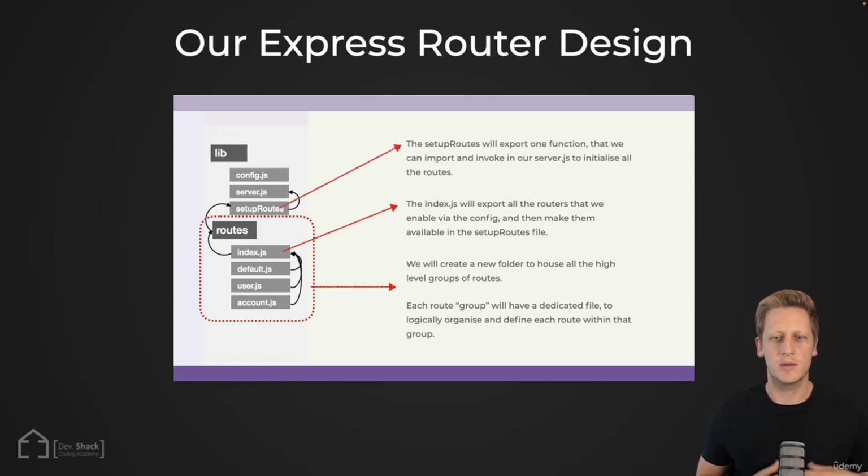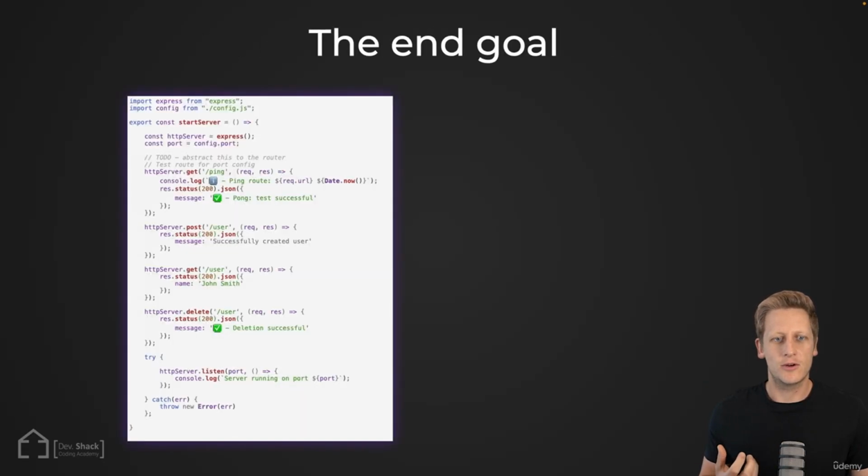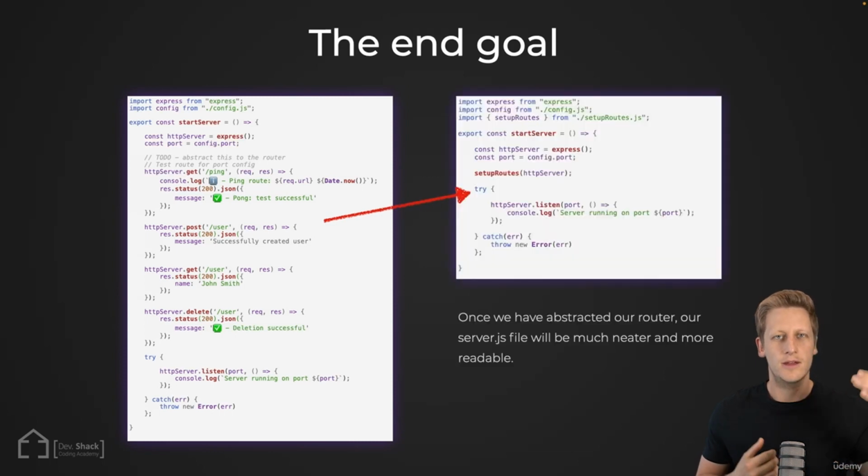And then lastly, we'll set up a setup routes function, which will set up the Express router and inject all the routes that we've created. It'll allow this setup routes function to be exported, which we can then import in our server.js file. The end goal of making this a lot neater and more abstracted is achieved, because instead of having all of our API routes defined in our server.js file, we can just reference this one setup routes function, and it's going to be a lot neater and a lot easier to manage. So that's what we're trying to achieve in a nutshell.